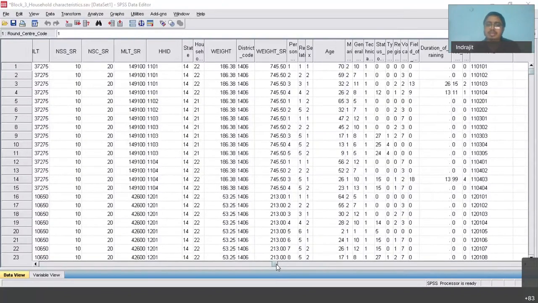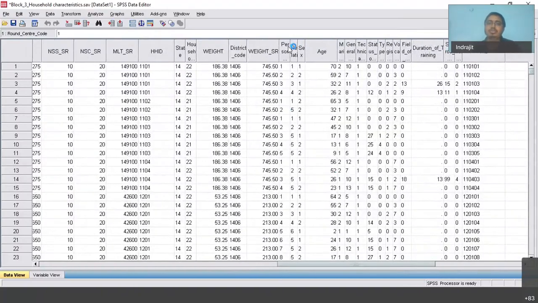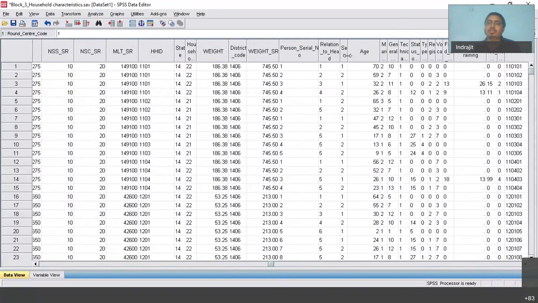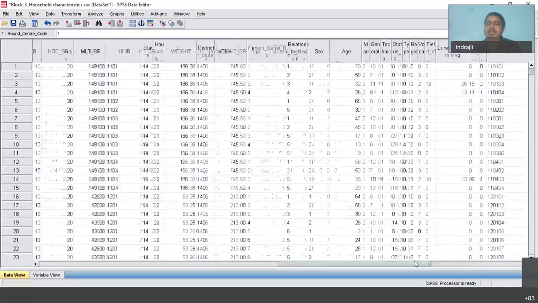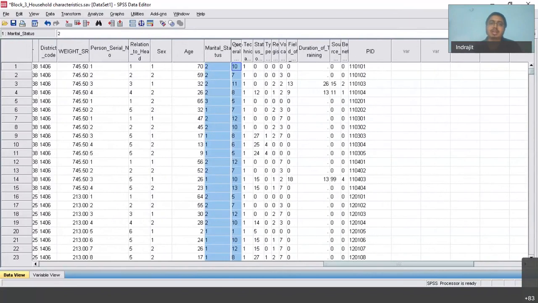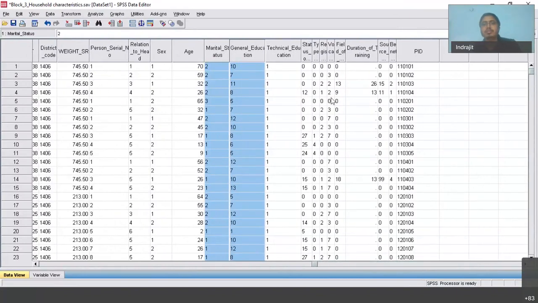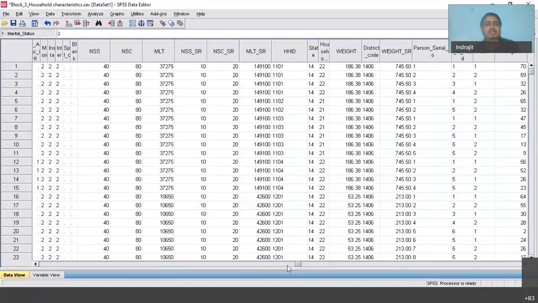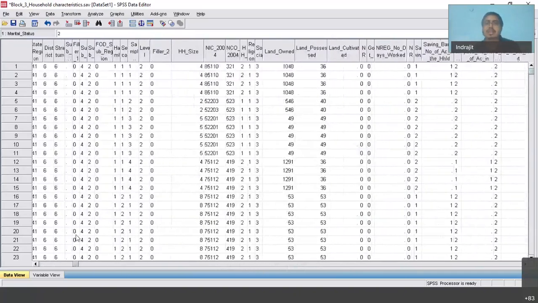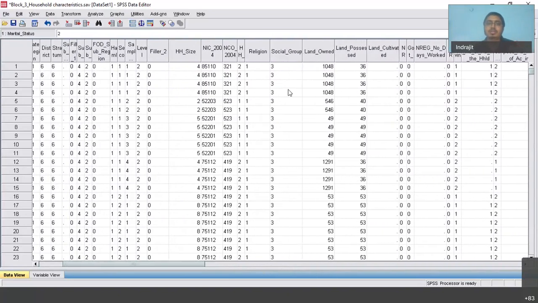Now you see the magic. I have merged. My last variable was weight. After weight, you see variables came: person serial number, relation to head, sex, age, marital status, and then general education or technical education, for every individual, are added. And all my previous household-level information, their religion, their social groups, are also there.